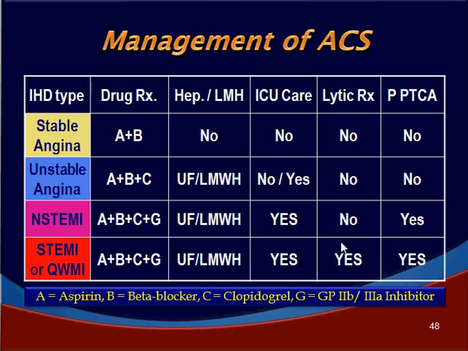Lytic therapy can be tried in those patients who are lytic eligible and in whom we cannot do primary PTCA. If lytic therapy is not chosen, the patient is shifted for primary PTCA, and that group should receive primary PTCA. Some of them may have lytic therapy and then be transferred to a higher center, where for ongoing ischemia they may undergo subsequent PCI.